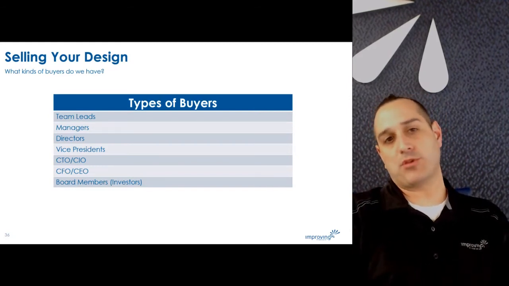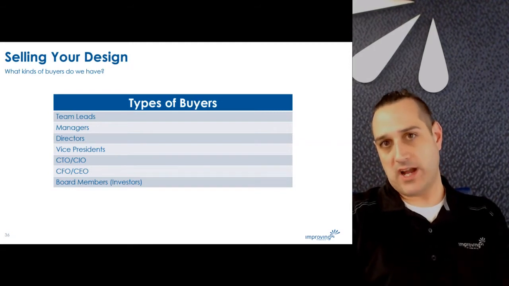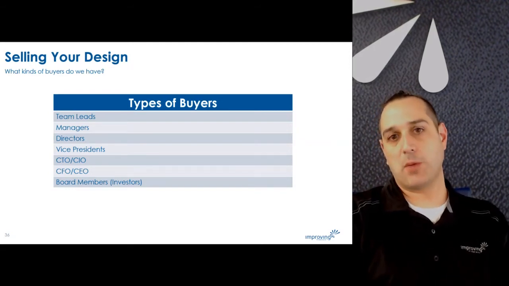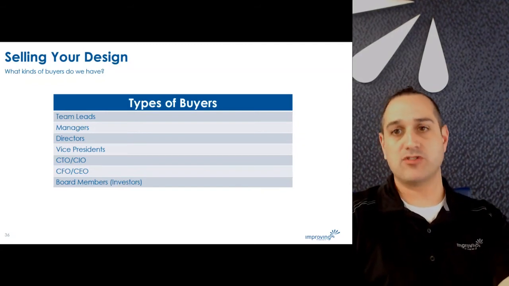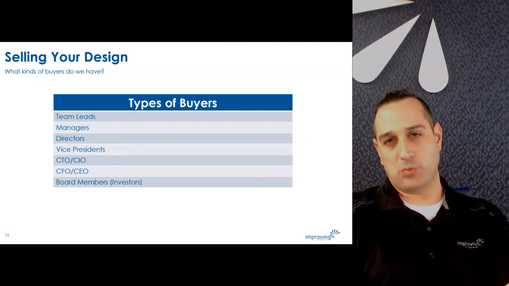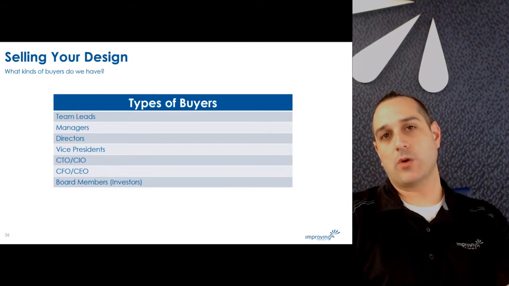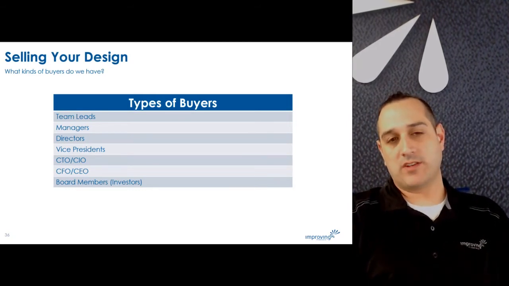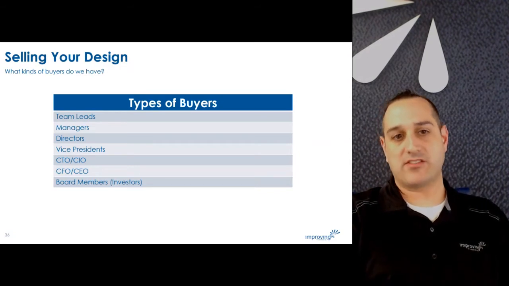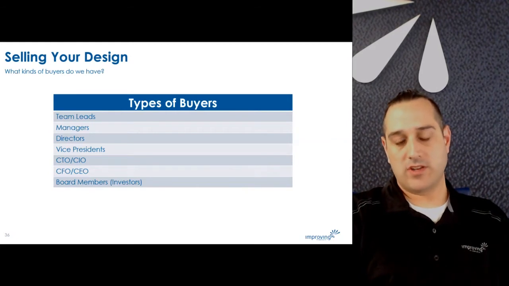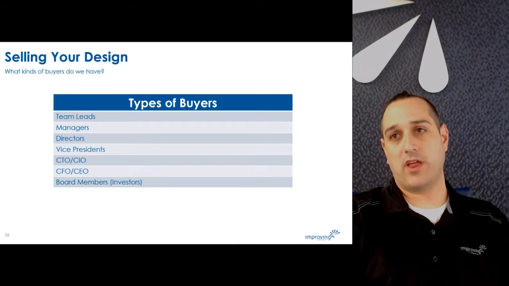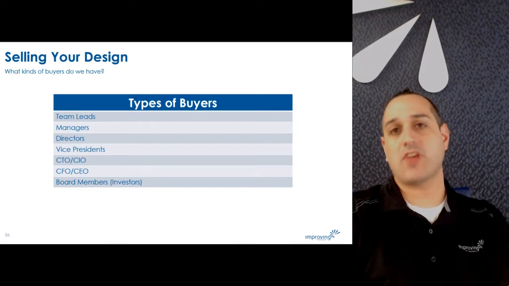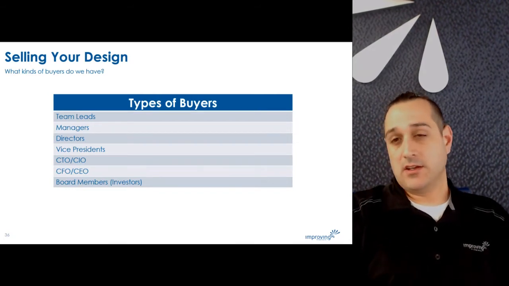And we're going to step through each one of these buyers in groups and talk about what their concerns are in general, and some things you should be aware of before you go and talk to individuals at any of these levels. A team lead's concerns are going to be vastly different than a CFO's or a CTO's even. What kind of things can you address in general that will help placate any concerns they may have about your design?